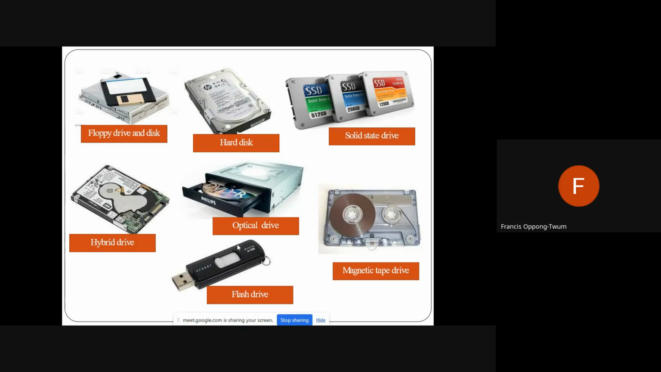I'm coming to the current. The current now is the pen drive that we all have. But we are waiting for another technology to come that will also outsmart the pen drive. So the optical drive is no more.